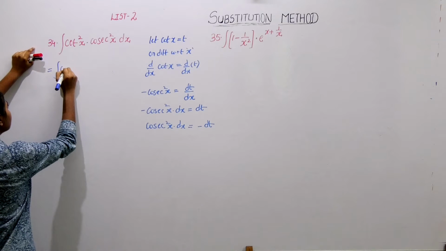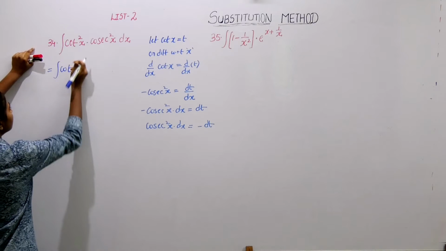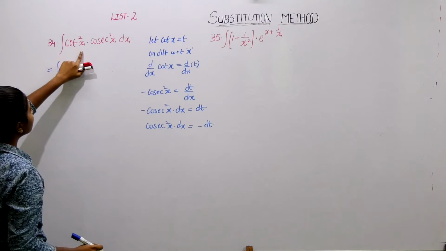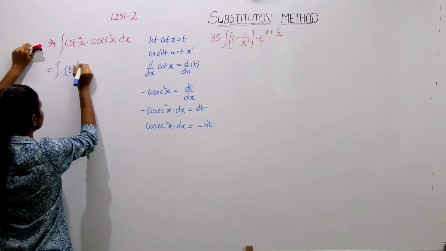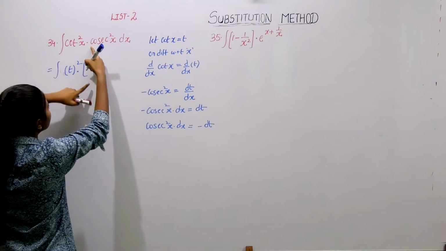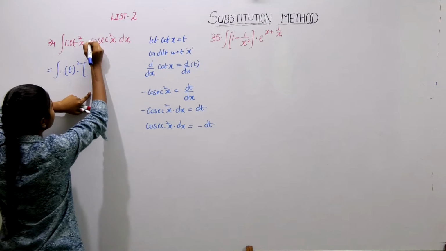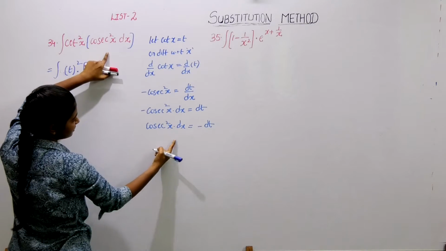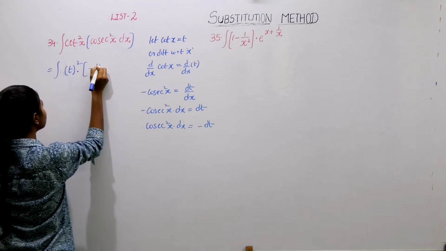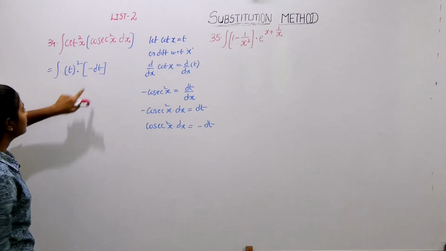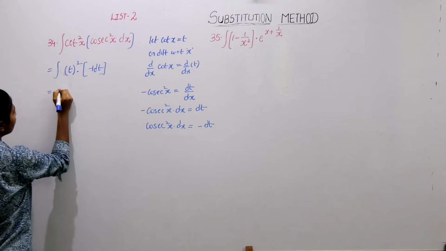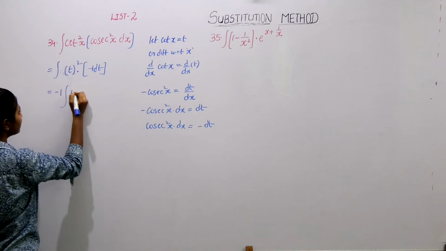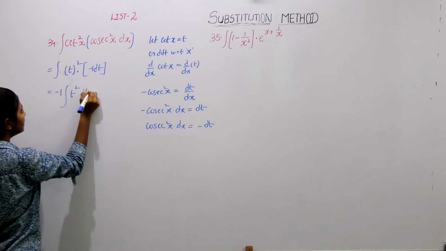In the first step, we substitute t in place of cot x. It becomes t square, and cosecant square x dx is minus dt. So here minus 1 is a constant. We take it out of the integration and we are left with integral t square dt.